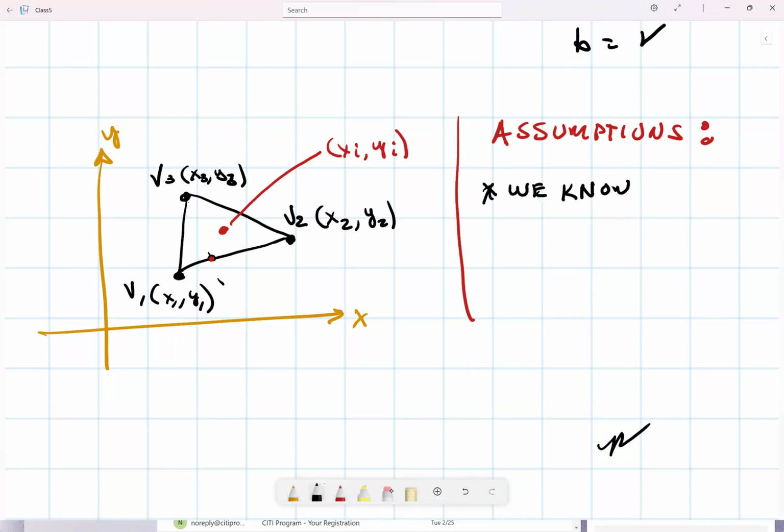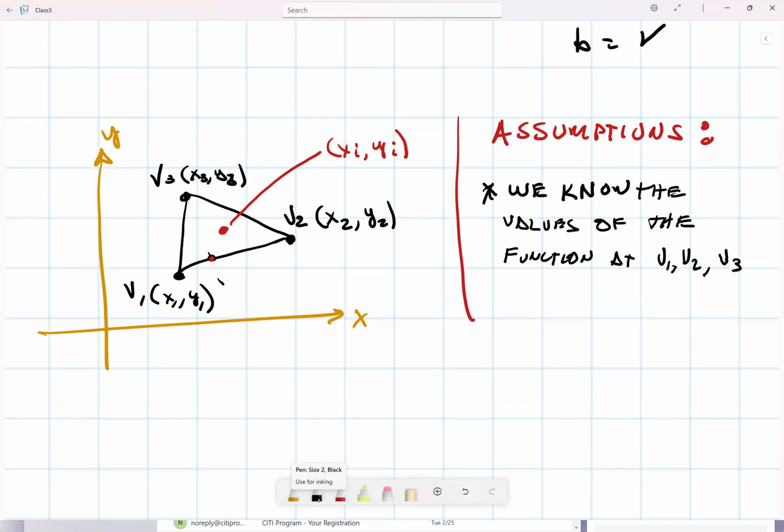Okay, I think I got it. Let me put this back together. We know the values of the function at V1, V2, V3. And that's, of course, something that we're going to compute from the finite elements process. But to get there, we're going to define something that I call the shape functions that start with an interpolation of this.